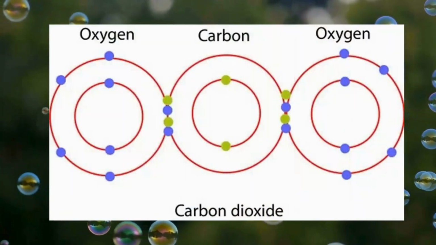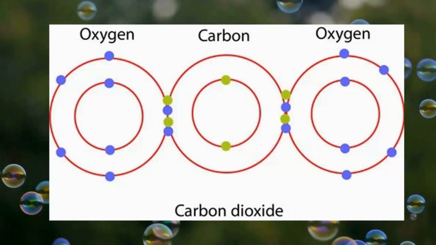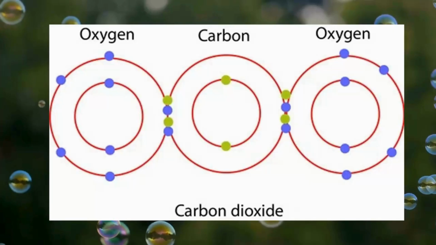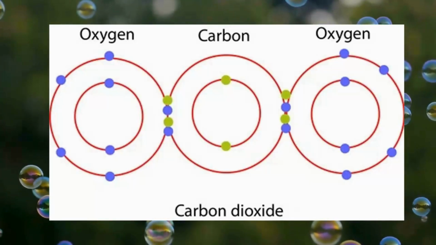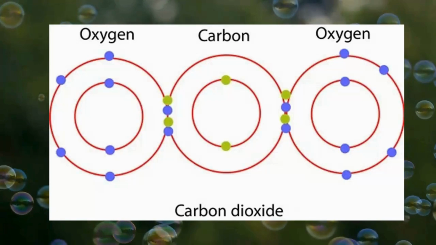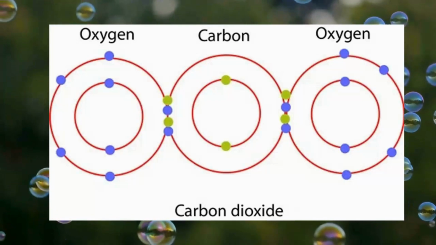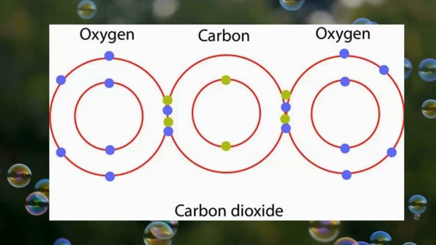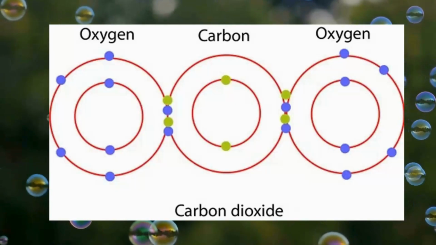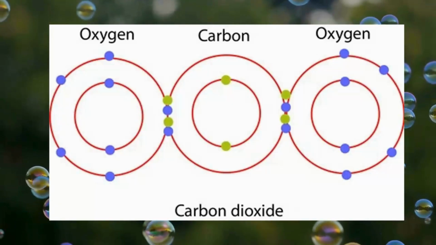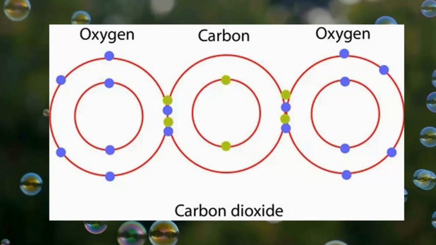And the other example is carbon dioxide. Carbon has 4 electrons in the outermost shell, and oxygen has 6 electrons. Oxygen needs 2 electrons in the outermost shell, so the 2 electrons it gains from the carbon atom. So one molecule of carbon reacts with 2 molecules of oxygen to form carbon dioxide. Do you understand?